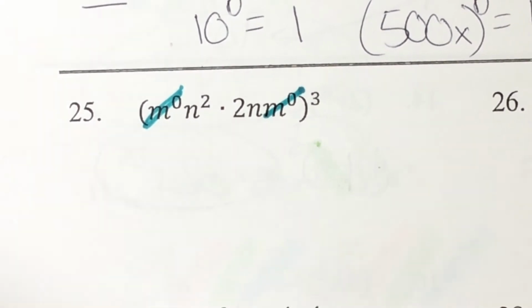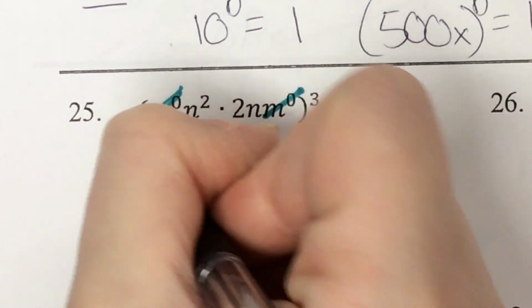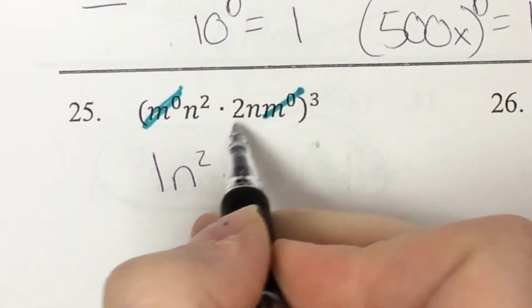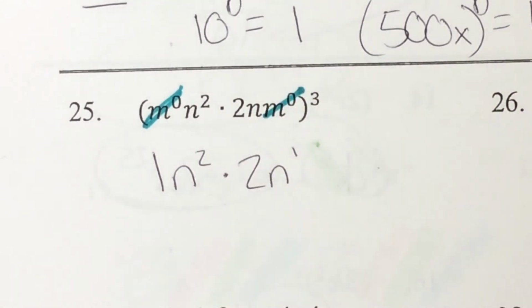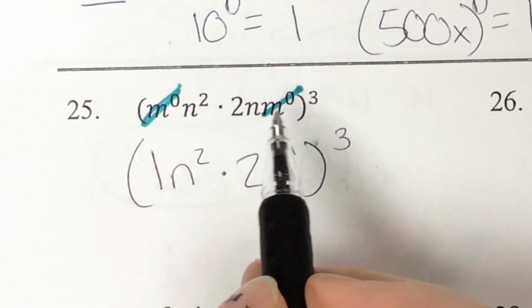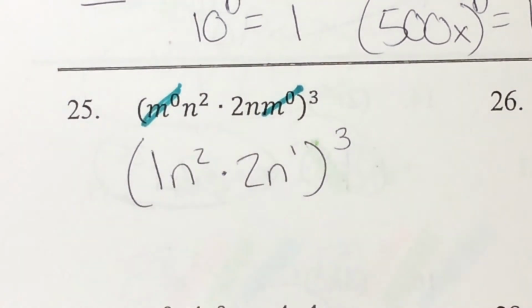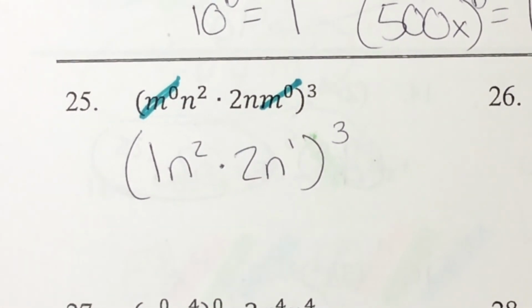Now we're going to put together our product property and our exponent property and do the math that we need to do here. So n squared is, remember, no coefficient, so we write in 1n squared times 2n to the first power, because we have no exponent, cubed. The reason I don't have to do anything when I cross out the m to the 0 power is because it becomes 1. And anything times 1 is just itself. 5 times 1 is still 5. 1,000,000 times 1 is still 1,000,000. So it's just like canceling it out, to be honest.